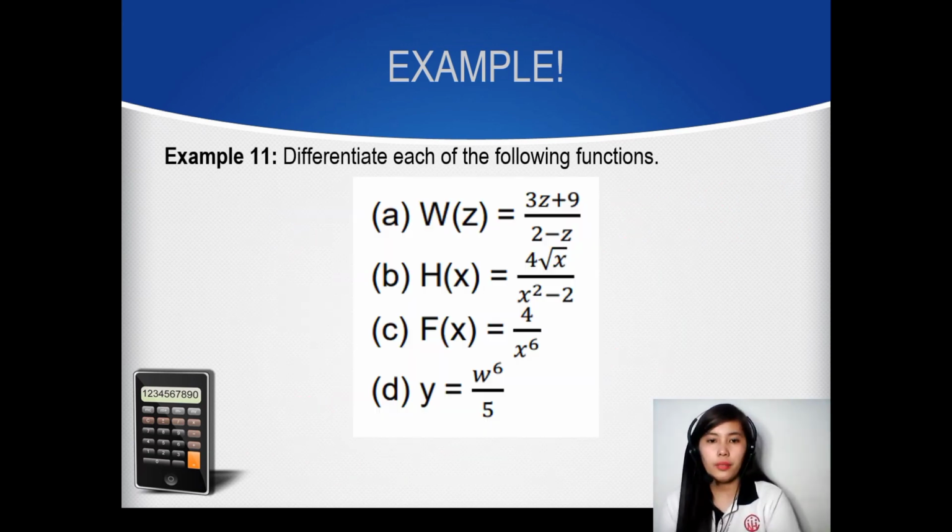And so, next example: differentiate each of the following functions using the quotient rule. Okay, so let's solve it here, so that I have enough space. Letter A, w of z is equal to 3z plus 9 over 2 minus z.